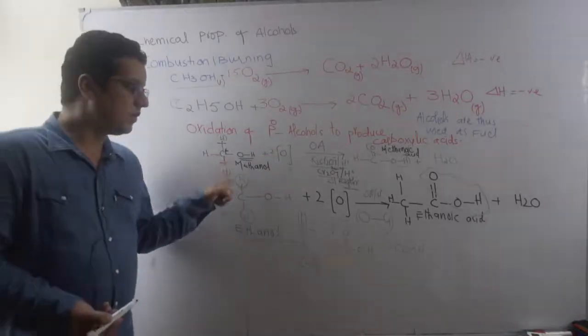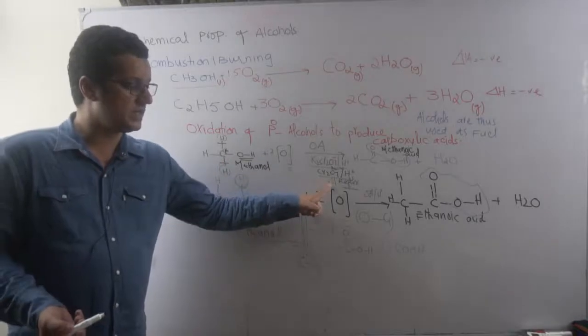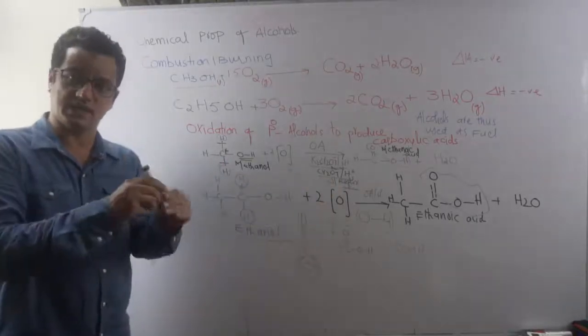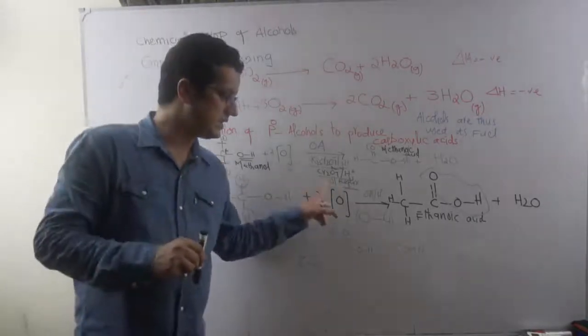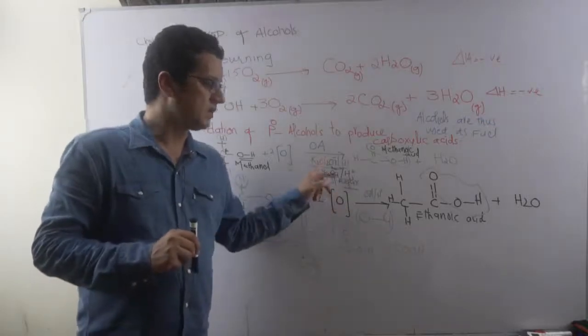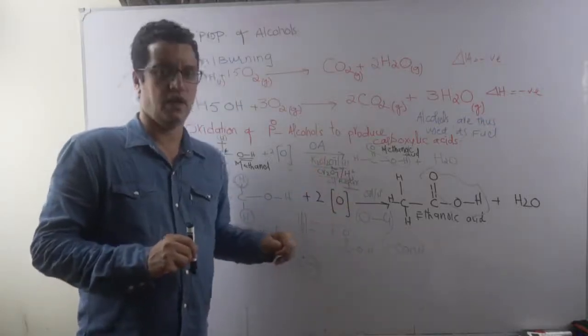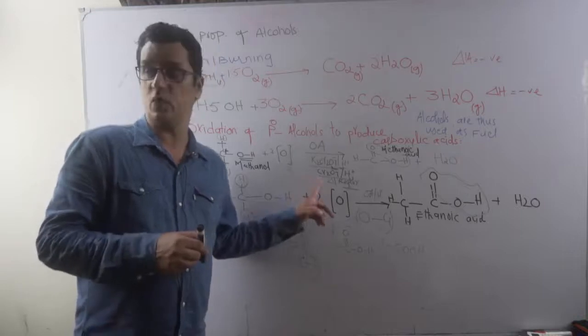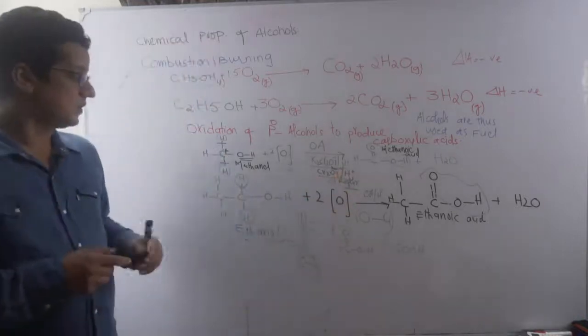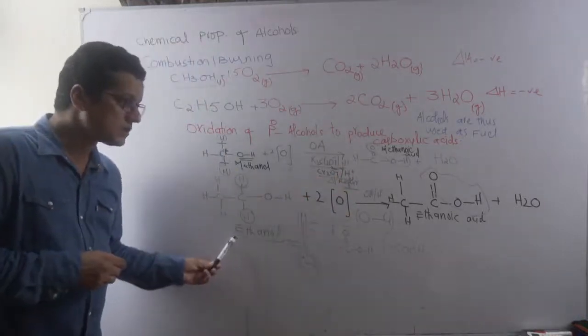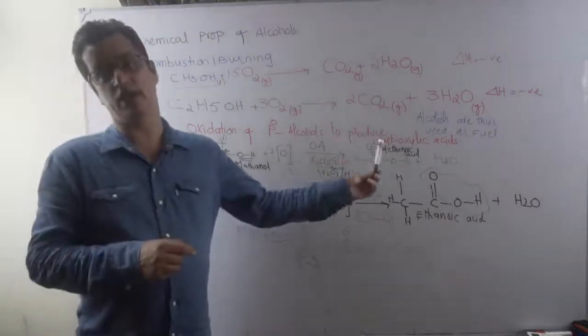So whenever a low boiling thing is heated, you write the symbol heat, write reflux, a reflux condenser. One mark for this, heat, reflux. One mark for this, oxidizing agent, acidified. And the indication of the reaction is the color changes from orange to green. So alcohols undergo oxidation to produce carboxylic acid.